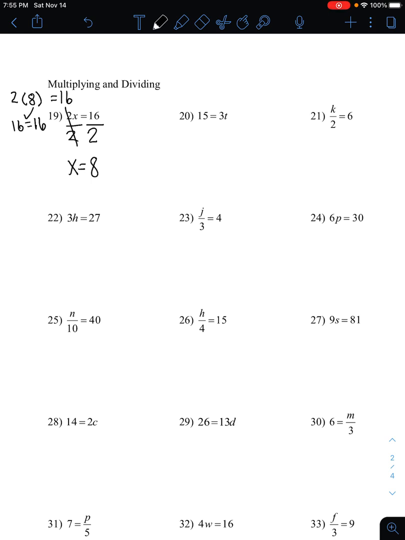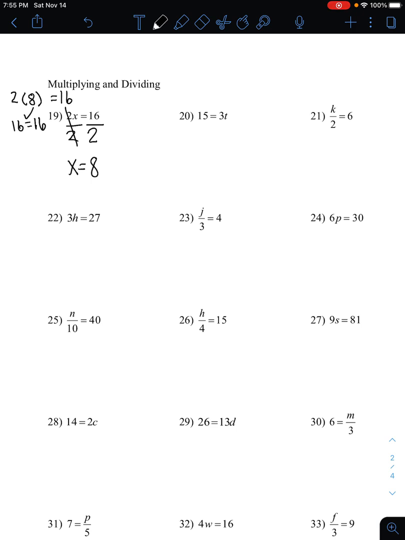Okay, let's try another one. Let's look at number 20. 15 equals 3 times t. Now, we see that t is on the right side of the equal sign. We're used to our variable being on the left side of the equal sign.